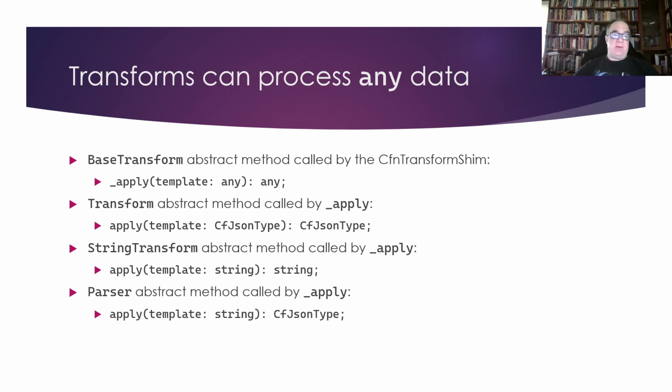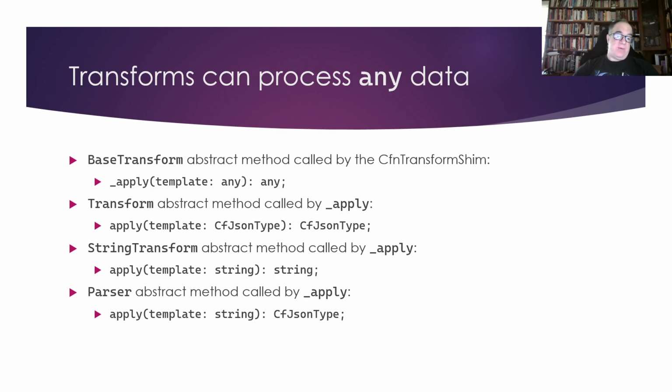So the abstract method is underscore apply, and it takes a template, which can be any data, and it returns any data. Now the transform class, which is a subclass of base transform, implements underscore apply, and it has an abstract method apply, which takes a transform, which is an object, basically just a CF JSON type, which is really just an object type that can be serialized into JSON, and it returns a CF JSON type.